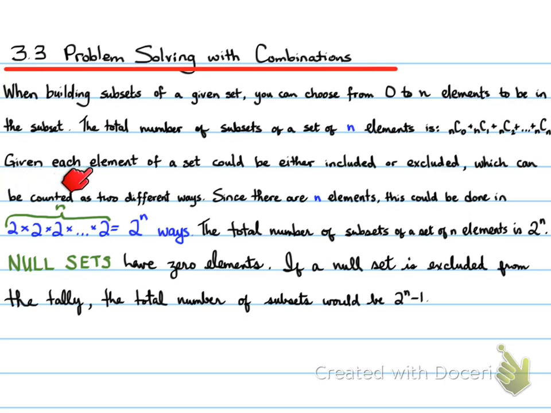That means given that each element of a set could be either included or excluded, which can be counted as two different ways. Since there are n elements, this could be done in 2 to the n ways. The total number of subsets of a set of n elements is 2 to the n. Null sets have 0 elements. If a null set is excluded from the tally, the total number of subsets would be 2 to the n minus 1.